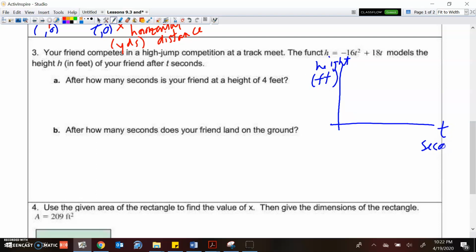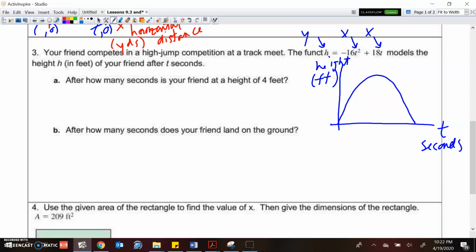So this is our x value. That's why they have t in here and h right here. This is like my y, these are like my x's. Okay, so your friend competes in a high jump competition. So they're going to go up and they're going to come down.